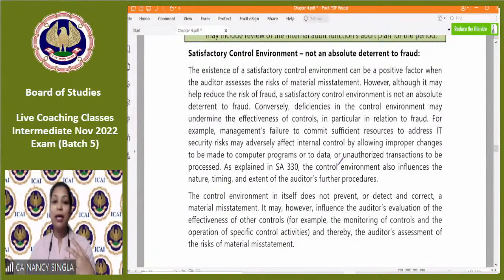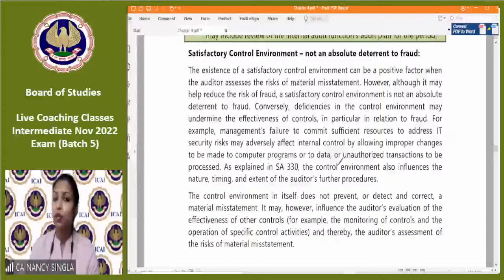So now you may ask, ma'am, if a satisfactory control environment is not an absolute prevention of fraud, then why is the auditor understanding it? Because based on an understanding of the control environment, the auditor will be able to understand the effectiveness of internal control. And based on such understanding of internal control, he would be in a position to decide the nature, timing, and extent of audit procedures to be performed as per SA 330. Further, this understanding of the control environment helps the auditor in assessing the risk of material misstatement.